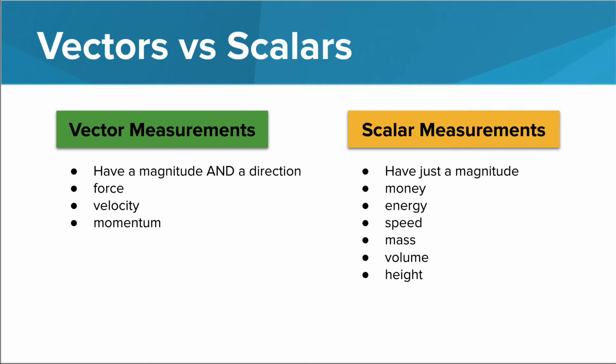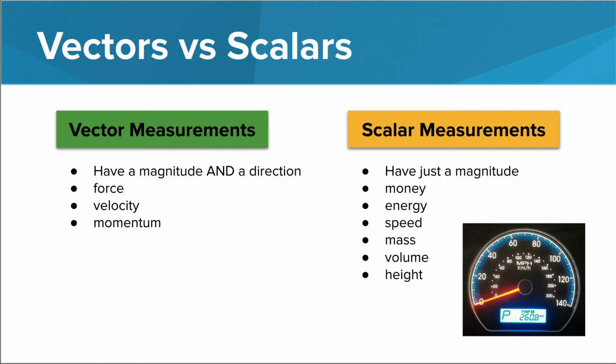How'd you do? The key question to ask is, does it have a direction? Force, velocity, and momentum all can be in a certain direction, left, right, north, or south. You can say, my momentum carried me forward on the sled, or the force of the collision pushed me backward. Money, energy, speed, mass, volume, and height just have a number associated with them, but no direction. For example, your speedometer in your car just tells you a value of speed, not a direction.